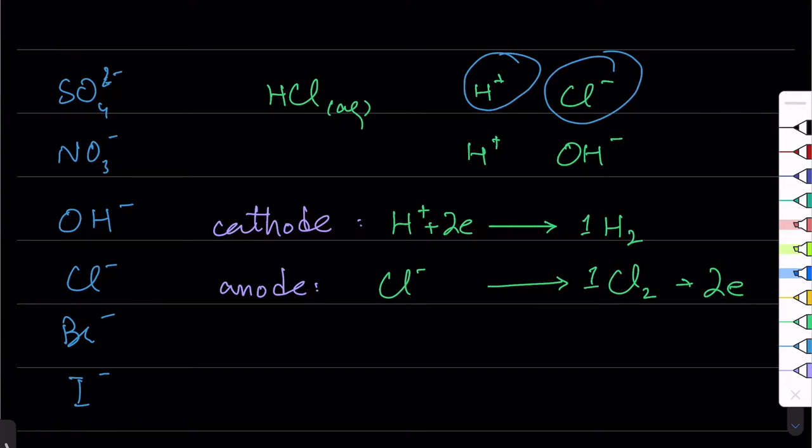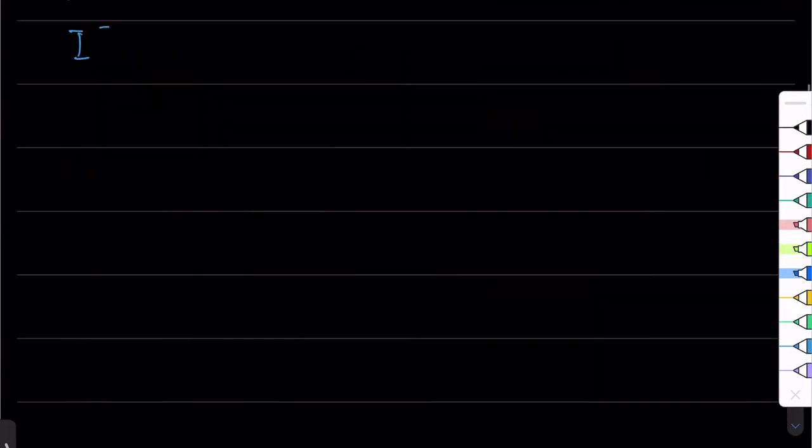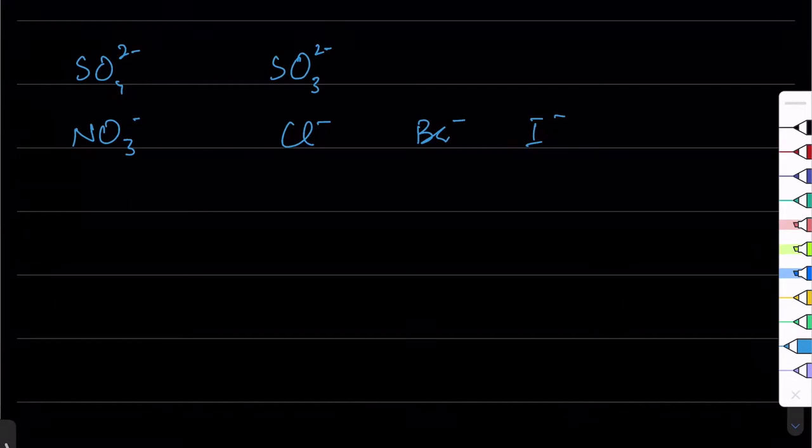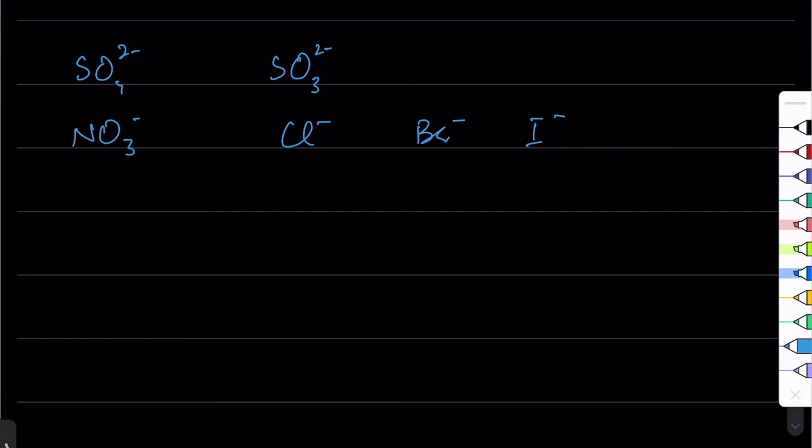themes there that might help. For example, you have six anions, right? So there's the sulfate, sulfite, there's nitrate, there's chloride, there is bromide, iodide, and there's one more. Which one is it? Forgot. Hold on, let me open the syllabus.